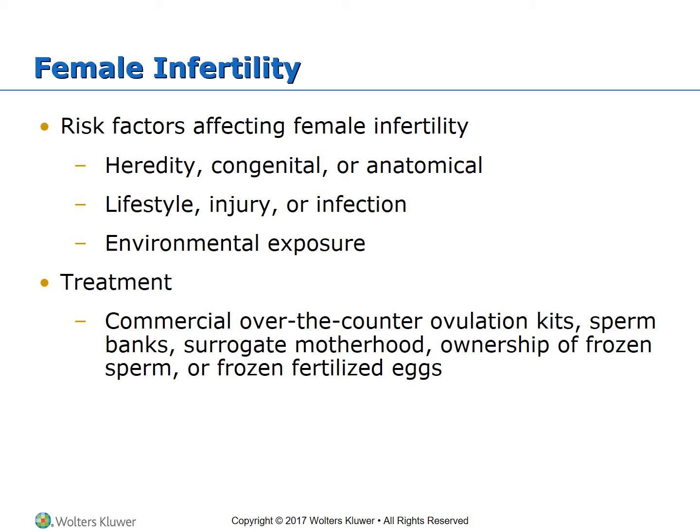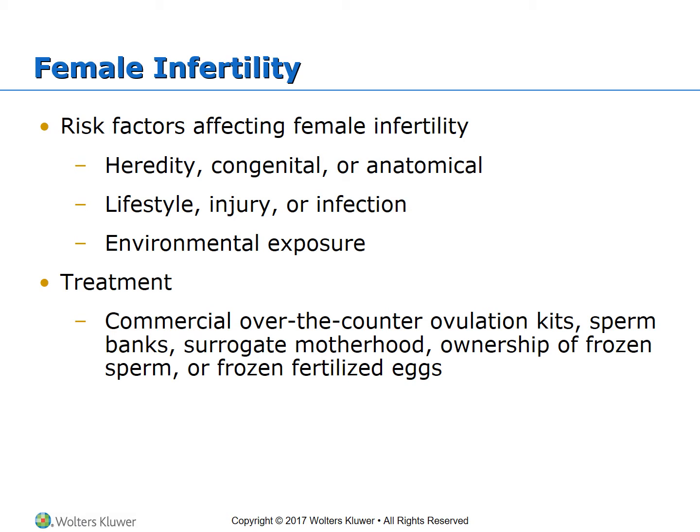For treatment, they can use commercial over-the-counter ovulation kits. They can use sperm banks, surrogate motherhood, or ownership of frozen sperm or frozen fertilized eggs. But the one thing that we want to remember with surrogacy is that it involves issues of trust as well as financial and legal issues.